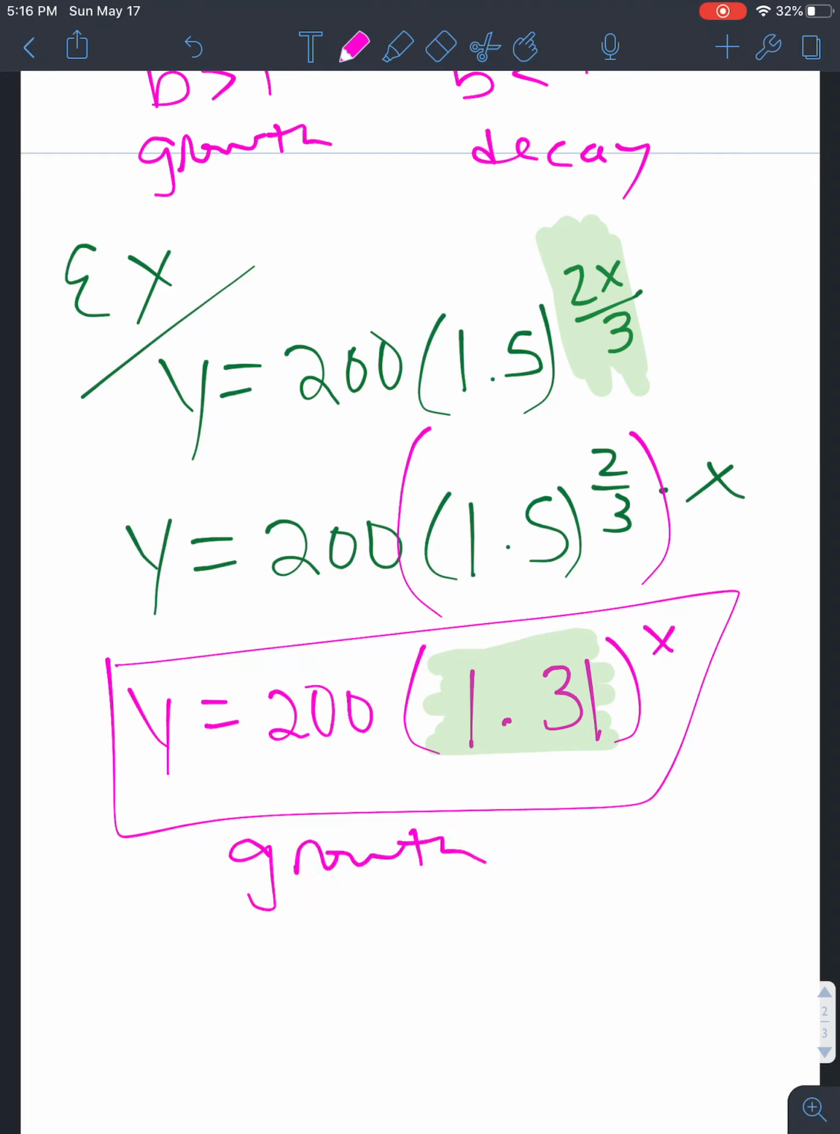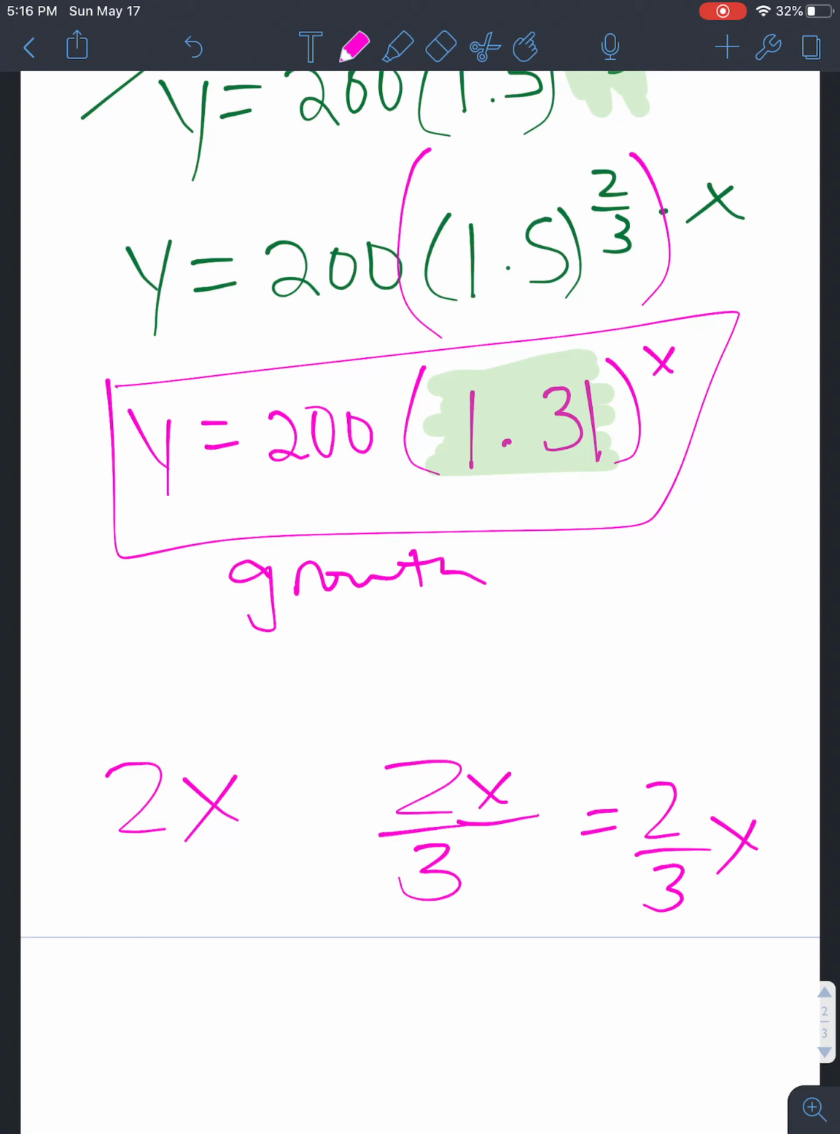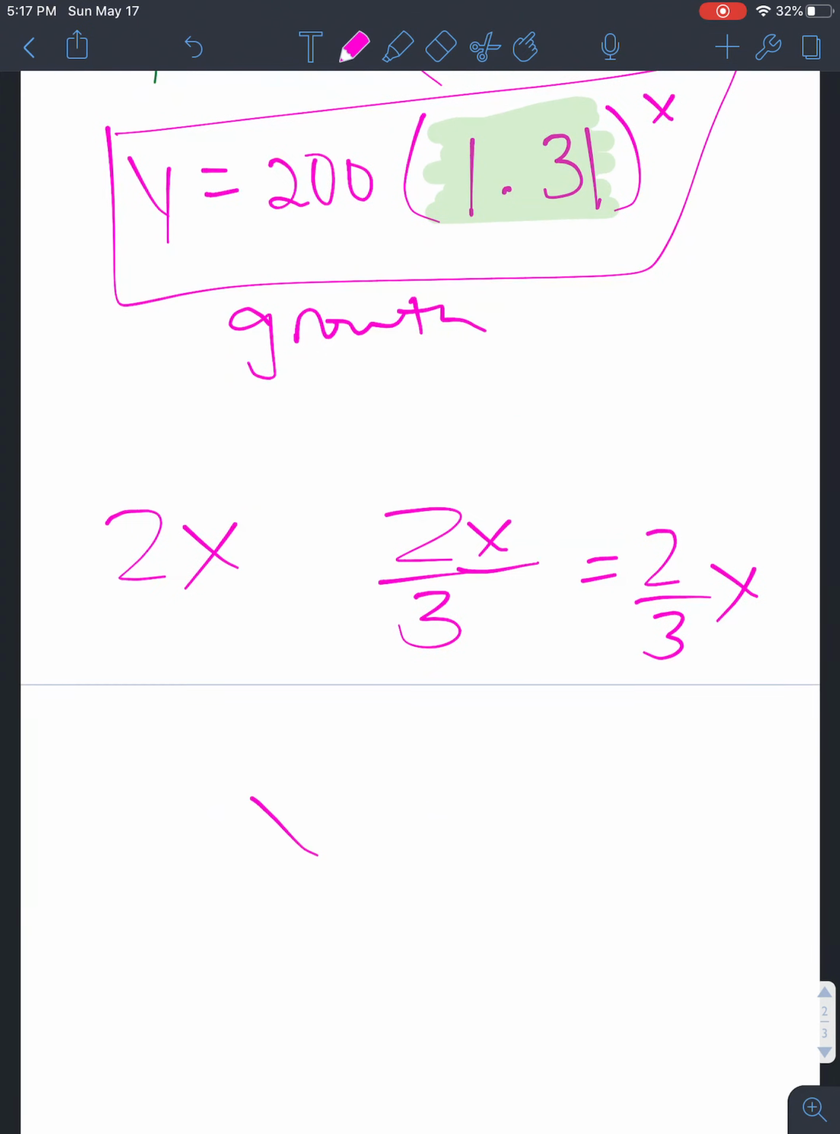All right, so that's what you're going to be doing today, those basic steps of bringing that exponent inside of those parentheses. Now remember that you might have something that looks like 2x. You might have something that looks like 2x over 3, which we'd rewrite as 2/3 x, like we just did. Or you might have something that looks like x over 3. Now remember, x is the same thing as 1 times x, so that's the same thing as 1/3 times x.